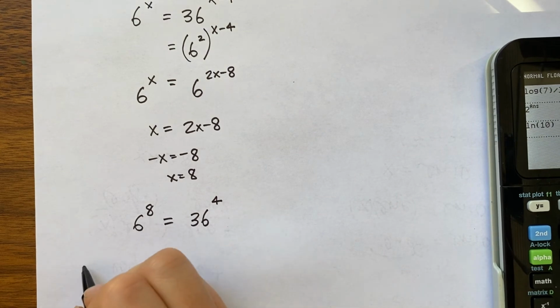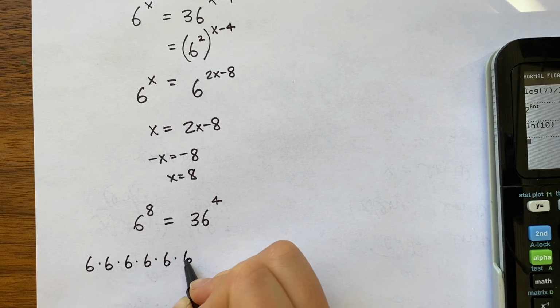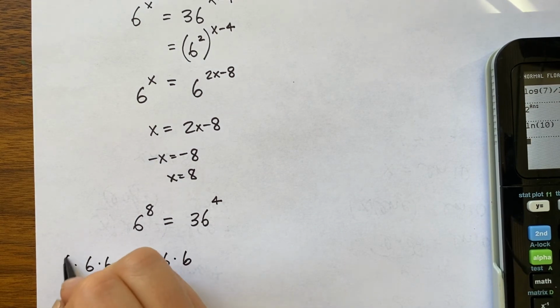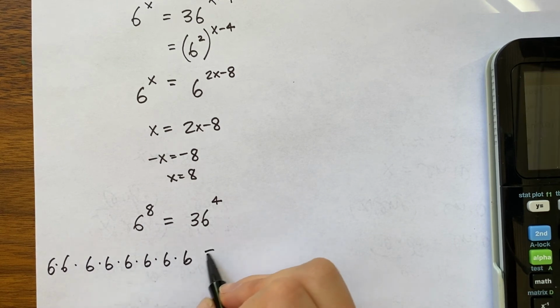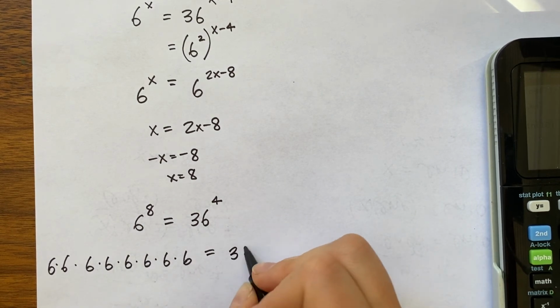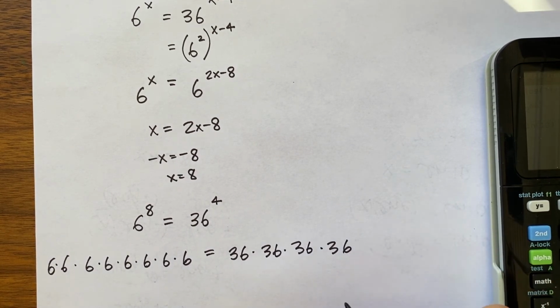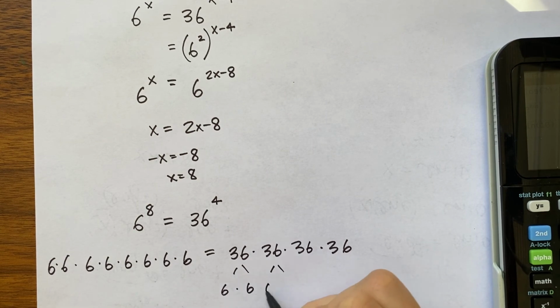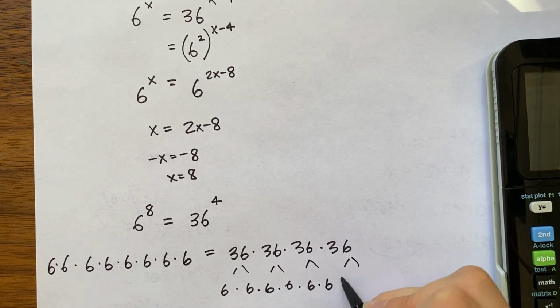Well, 6 to the 8th power is 6 times 6 times 6 times 6 times 6 times 6 times 6 times 6. 1, 2, 3, 4, 5, 6, 7, 8. And 36 to the 4th power is 36 times 36 times 36 times 36, but I notice that those 36s can all break down. 6 times 6, 6 times 6, 6 times 6, 6 times 6. How many 6s do I have? 1, 2, 3, 4, 5, 6, 7, 8.